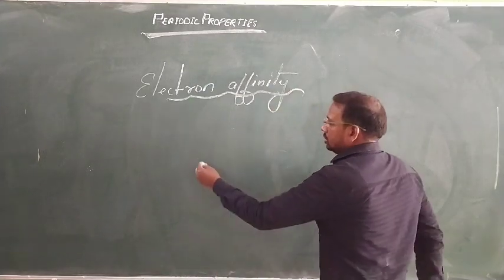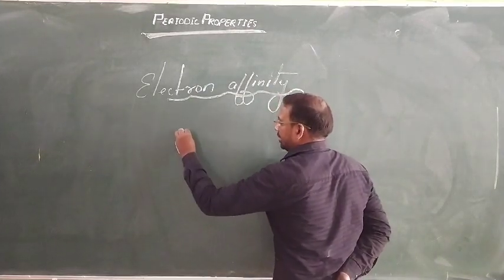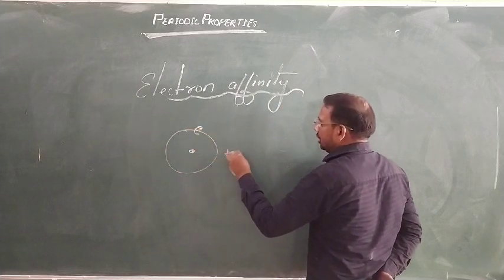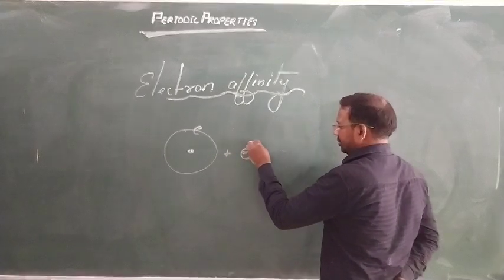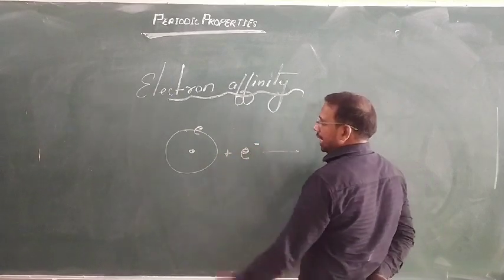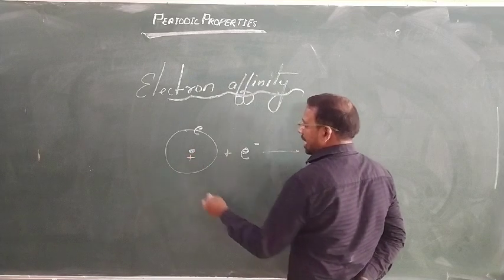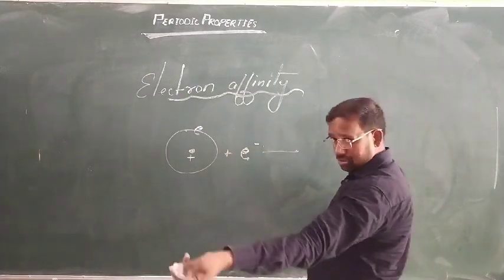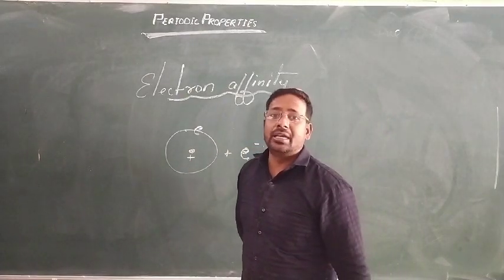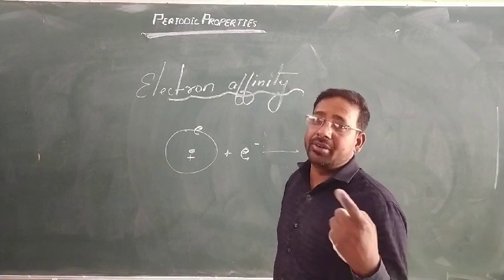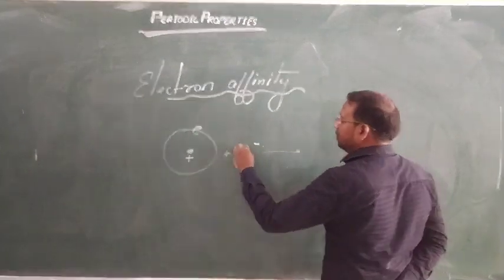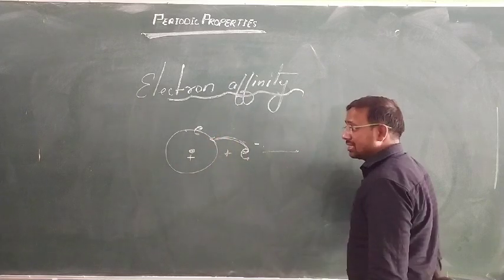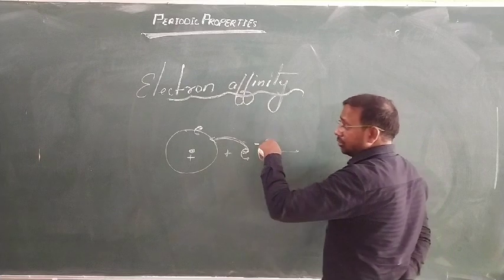Suppose you are drawing the structure of an atom with electrons revolving around the nucleus, and you want to add one more electron. What will happen? We know the nucleus carries a positive charge and the electron has a negative charge, and opposite charges have a force of attraction. What is the name of the force? Electrostatic force of attraction, I have already given you the formula also. This electron will be attracted toward the nucleus and added to the valence shell.